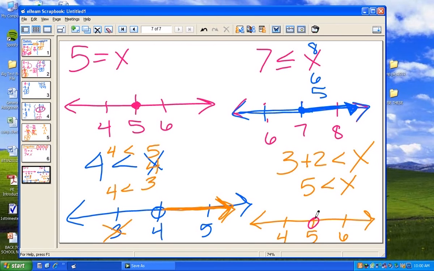Make sure you know your reason because the test is going to say why. Why did you do this? It's because it's an inequality. There's no equal to symbol. Okay, so test a point. If I put 4 in here, is 5 less than 4? No. So I'm not going to shade to this side. If I put the 6 in, is 5 less than 6? Yes. So I'm going to shade in this direction.